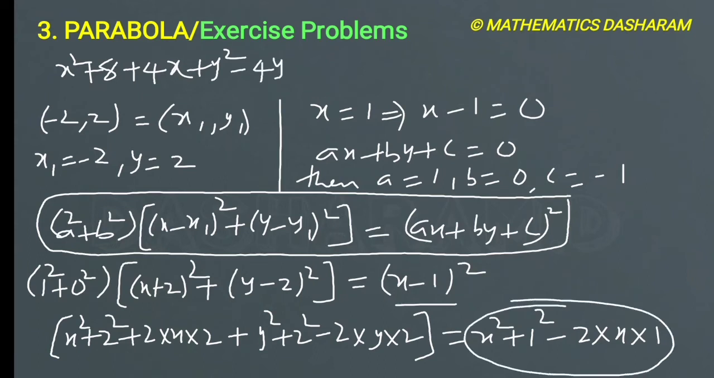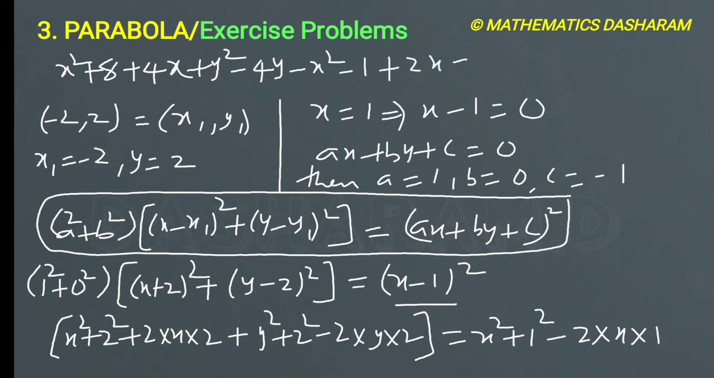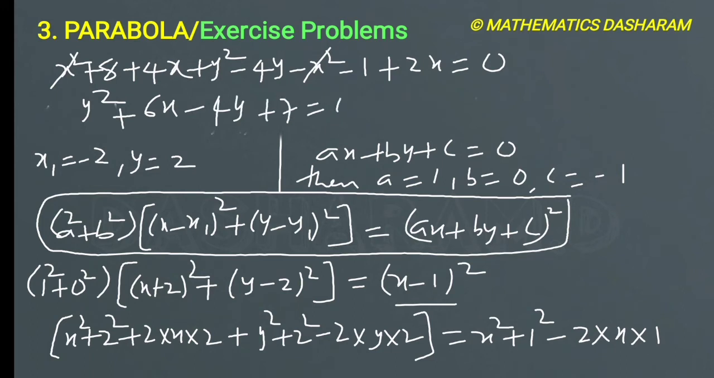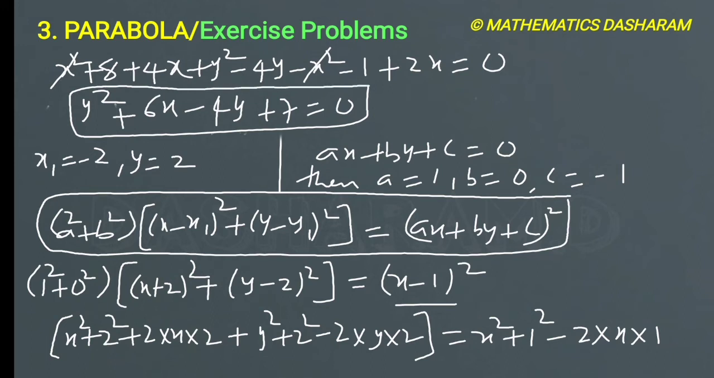Now write all these terms to the left side. So -x² - 1 + 2x = 0. So x² minus x² cancel. So y², 4x plus 2x is 6x, minus 4y, 8 minus 1 is plus 7, equals 0. So this is the equation of the parabola.